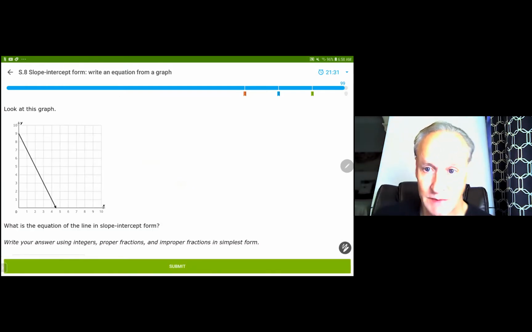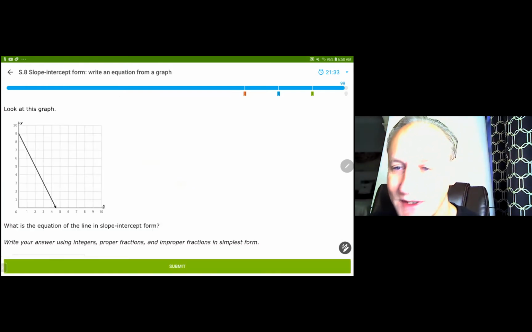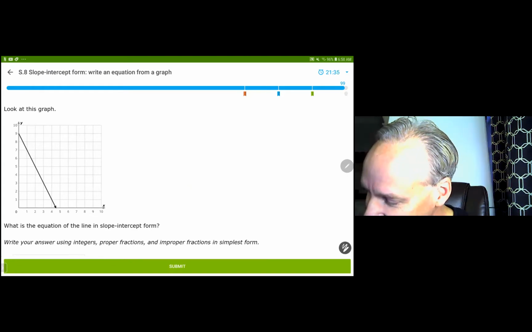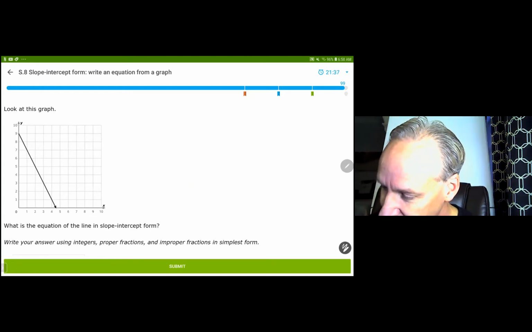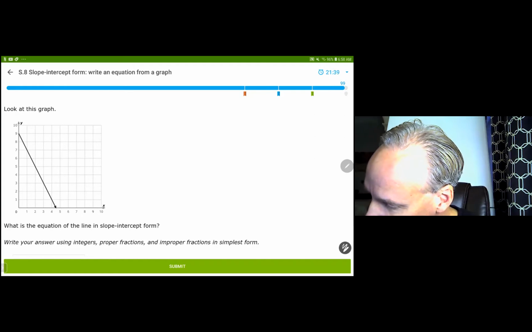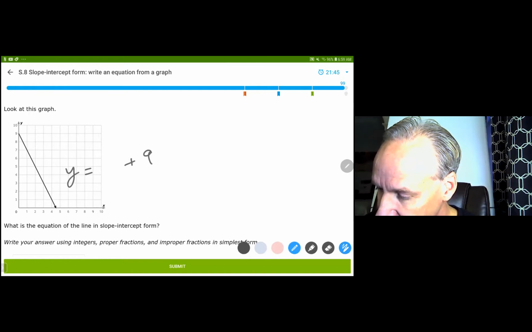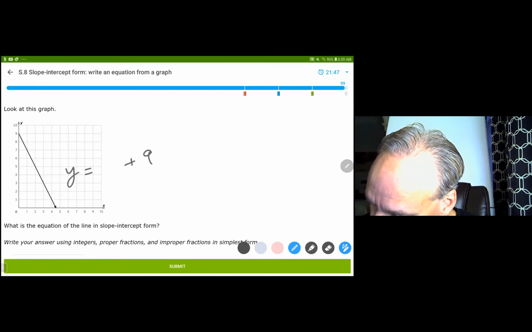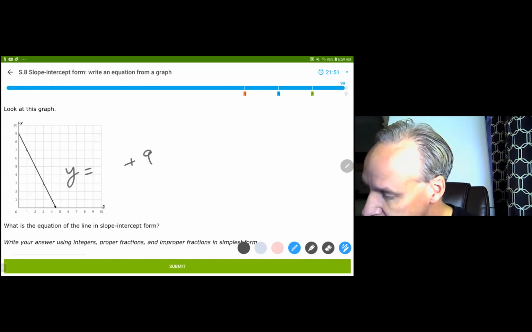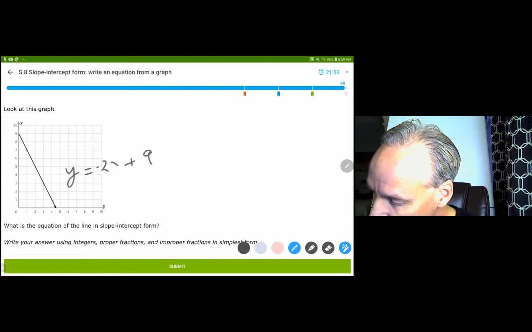Okay, we're just about there. So it looks like we're going through 0, 9. And so our equation is going to be y is equal to, we have a +9 because it's going through the point 0, 9. And it looks like we have a -2 for our slope there. So it's going to be -2x plus 9.